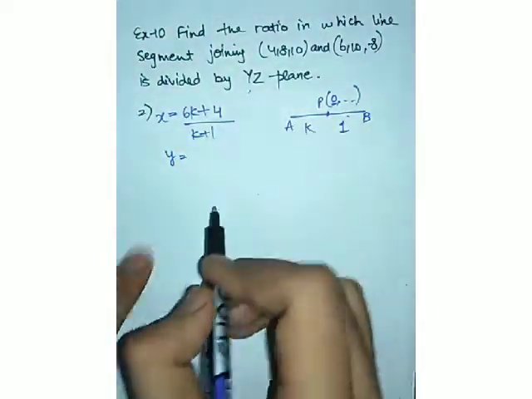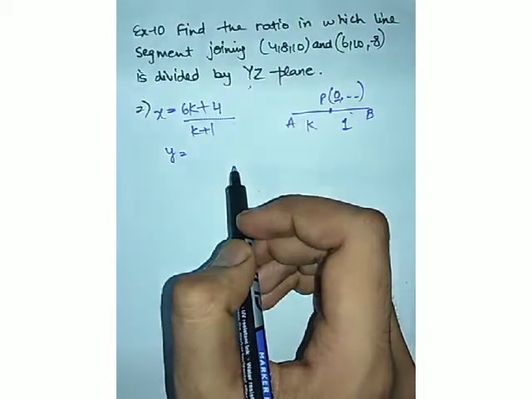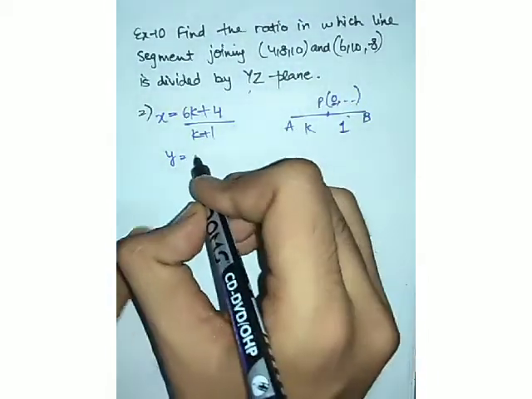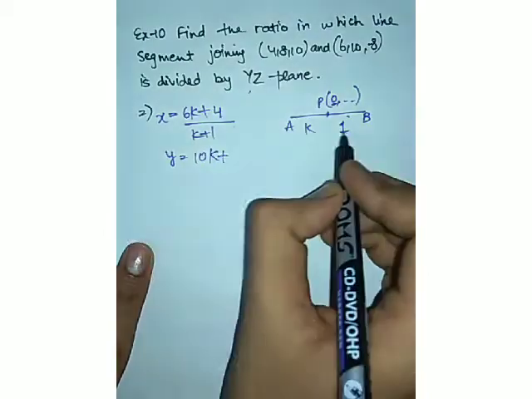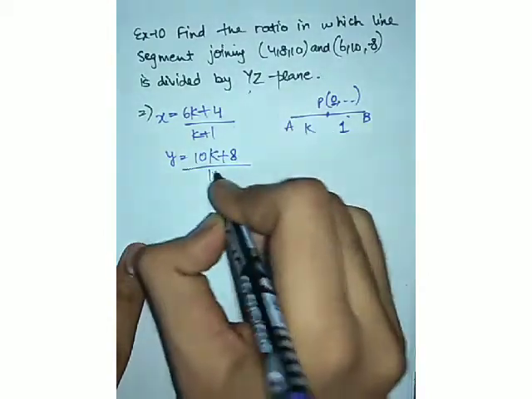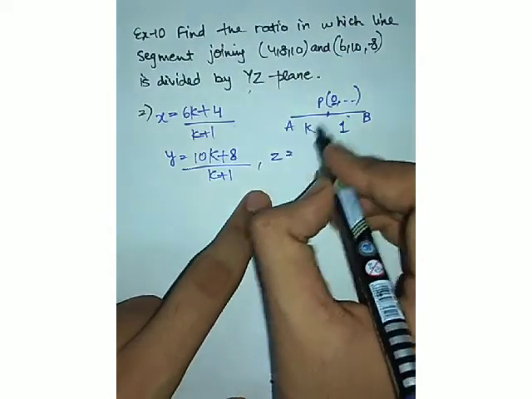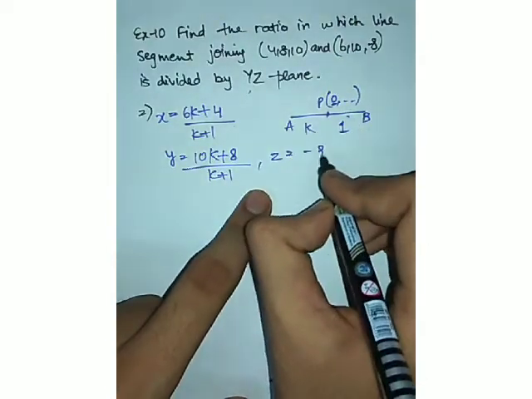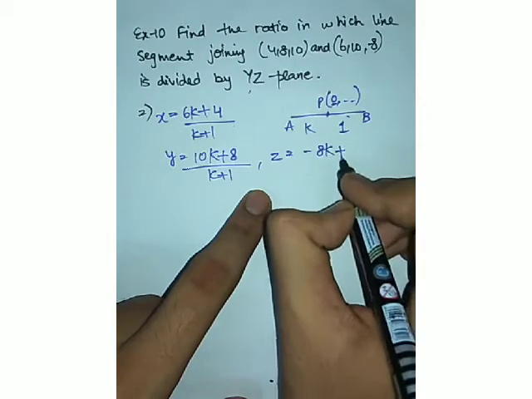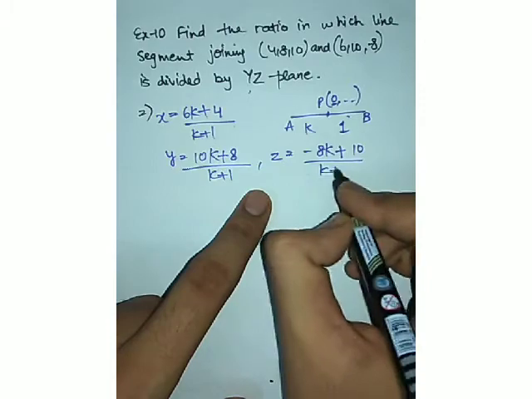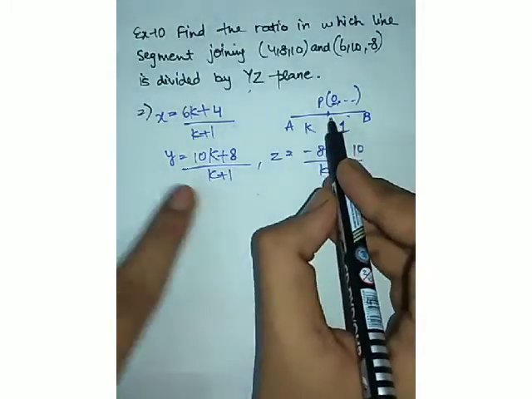Similarly find the y coordinate. What is it? Y coordinate is (my2 plus ny1) upon (m plus n), k multiply y2, it means 10k plus 1 multiply 8, that is 8, divided by k plus 1. And z will be equal to mz2 plus nz1, k multiply minus 8, so minus 8k plus 1 multiply 10, so it means 10, upon k plus 1. So these are the 3 coordinates of point P.